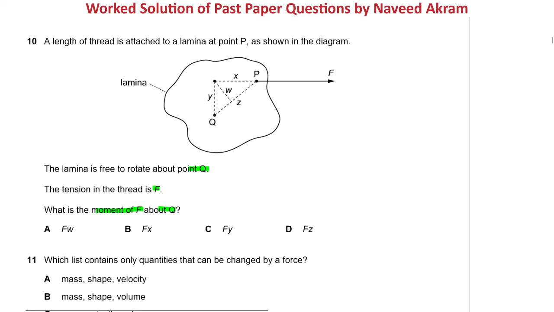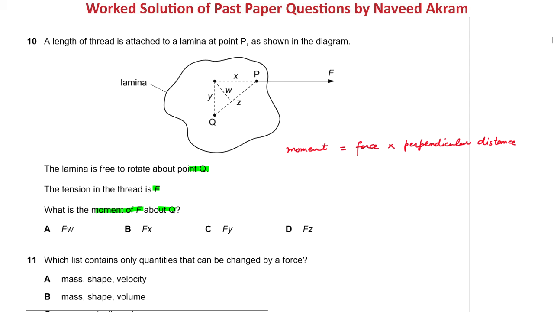Okay, so the moment is force multiplied by the perpendicular distance of the force from the pivot. And in this question, the examiner wants to know whether you know what is perpendicular distance or not. So let's see how to find the perpendicular distance.